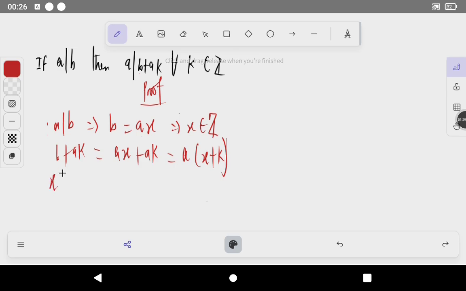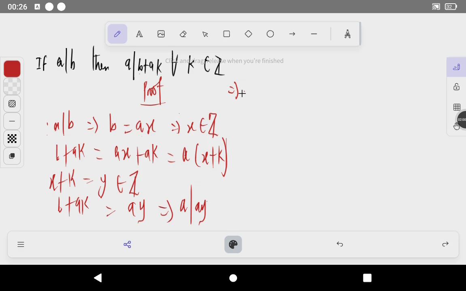So we can say let X plus K be equal to integer Y. Okay, integer Y, because if we add two integers together, it's still going to give us an integer. So we can now say that B plus AK is equal to A multiplied by an integer Y. So this implies that A is a divisor of A multiplied by an integer Y. So if A is a divisor of A multiplied by an integer Y, then definitely A is a divisor of B plus AK, and that completes the proof.